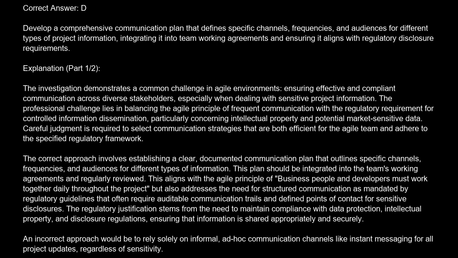This plan should be integrated into the team's working agreements and regularly reviewed. This aligns with the Agile principle that business people and developers must work together daily throughout the project, but also addresses the need for structured communication as mandated by regulatory guidelines that often require auditable communication trails and defined points of contact for sensitive disclosures.